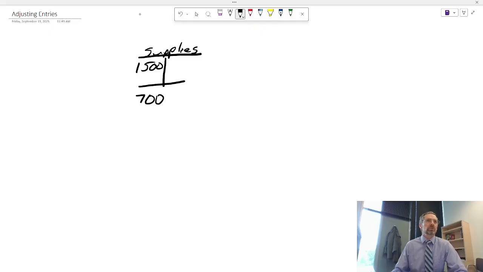And we will do this for various reasons. The most common reason is that we are doing adjusting entries, and during the adjusting process, we're going through each account and saying, is this right? And if it's not, how do I change it? So let's take this supplies account example. This is a three-step process.